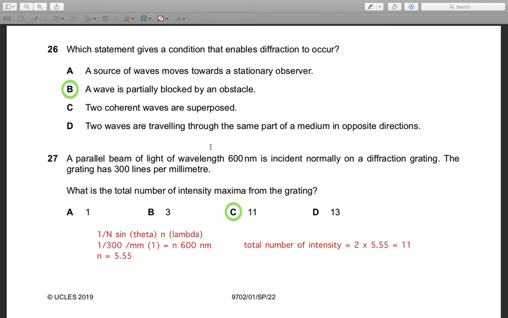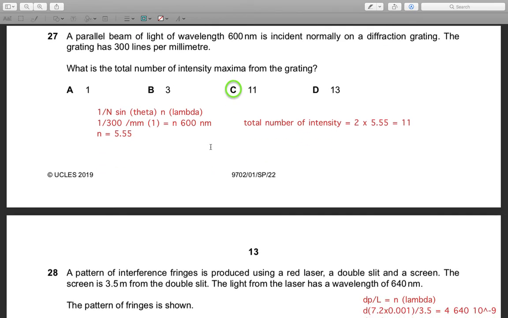Number 27. A parallel beam of light of wavelength 600 nanometers is incident normally on a diffraction grating. The grating has 300 lines per millimeter. What is the total number of intensity maxima from the grating? We use this formula: d sin theta equals n lambda.